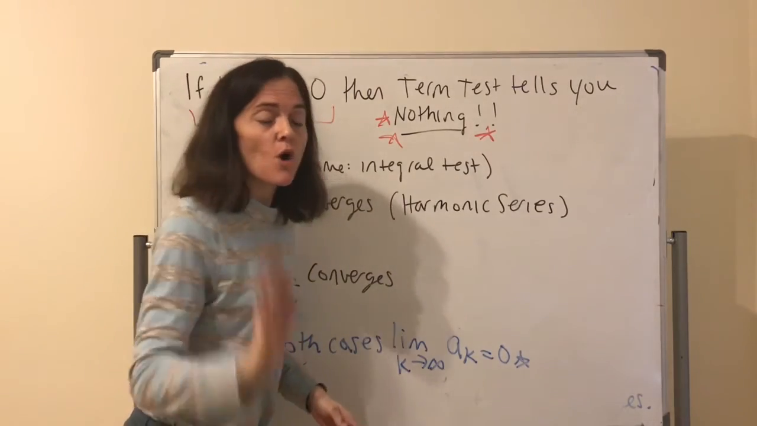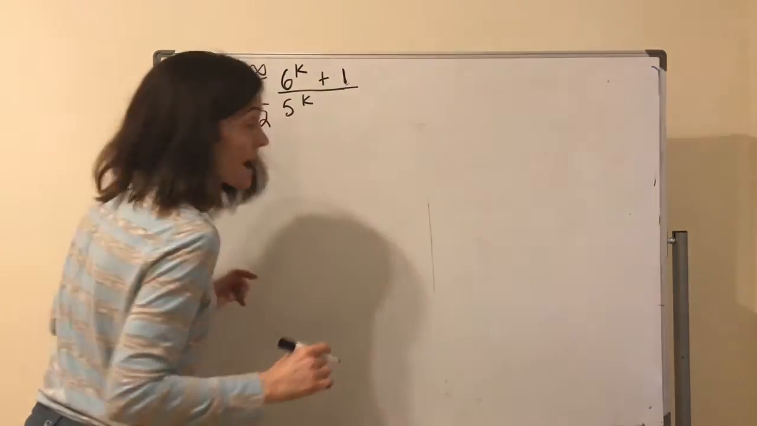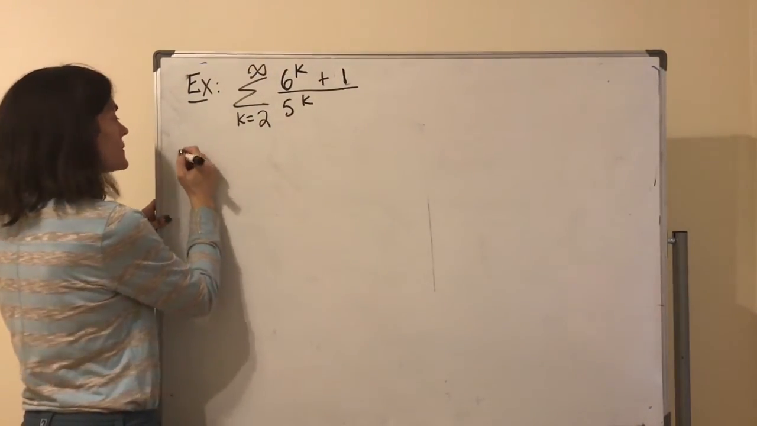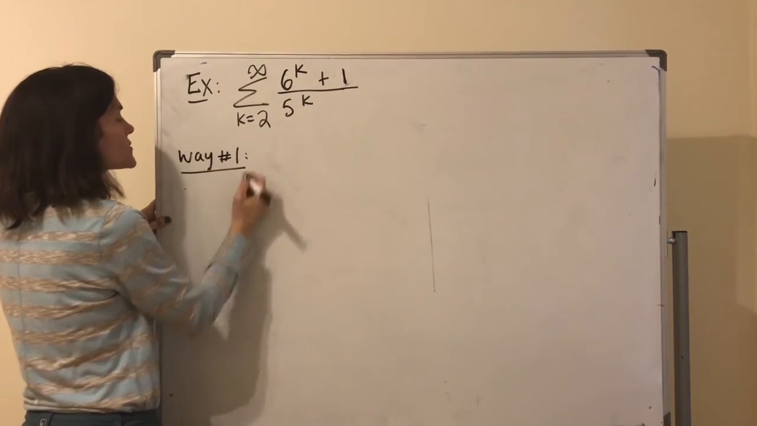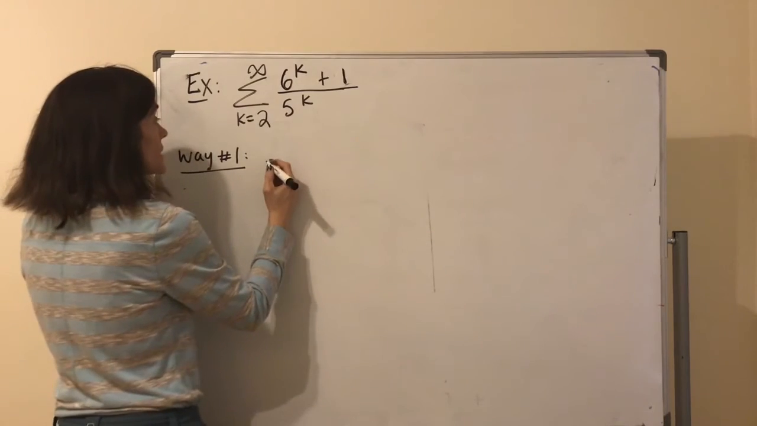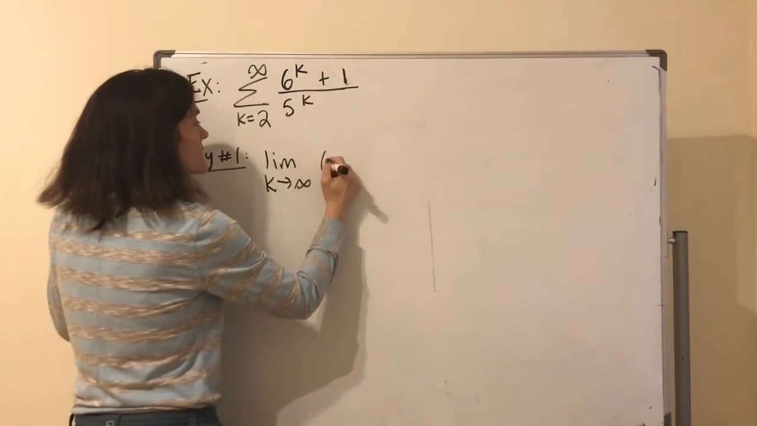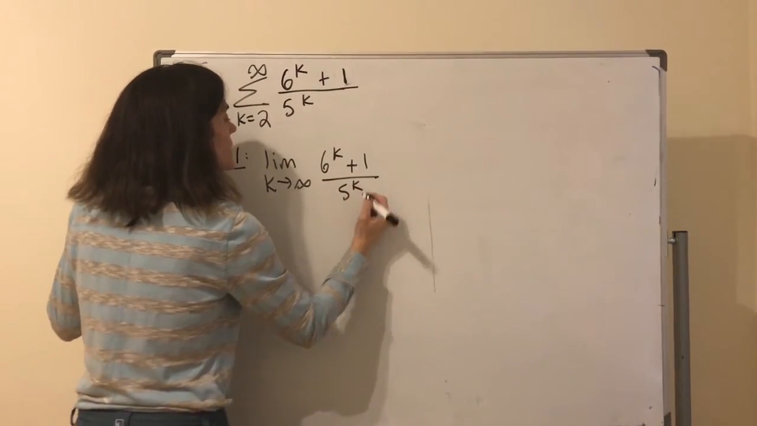The term test will only give you divergence. Now, there's 2 ways we can go about this. One way, so way number 1, is as follows. Well, let's look at the terms. The limit as k goes to infinity of 6 to the k plus 1 over 5 to the k.